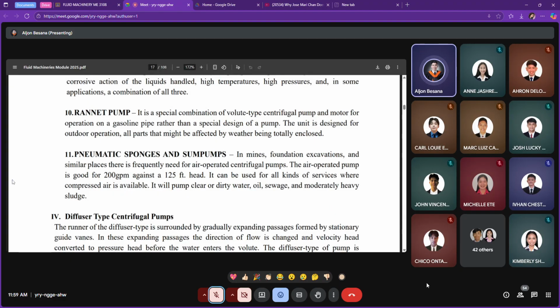Also, meron din tayong tinatawag yung ating ram pump. Nagagawin nyo po o ipe-perform nyo this coming Friday, September 12. No? So, for additional information, so this will be the principles behind a ram pump po.